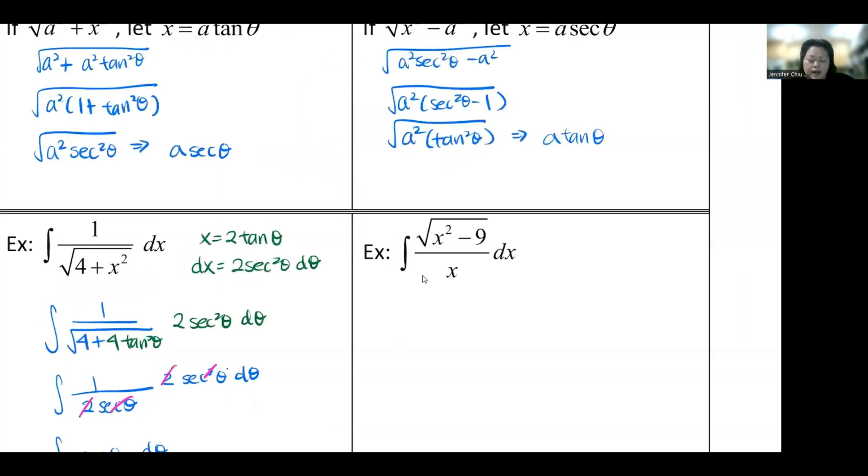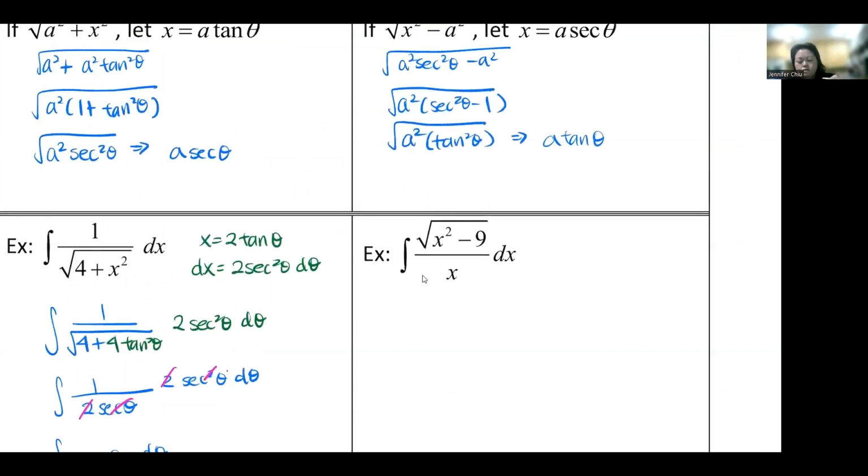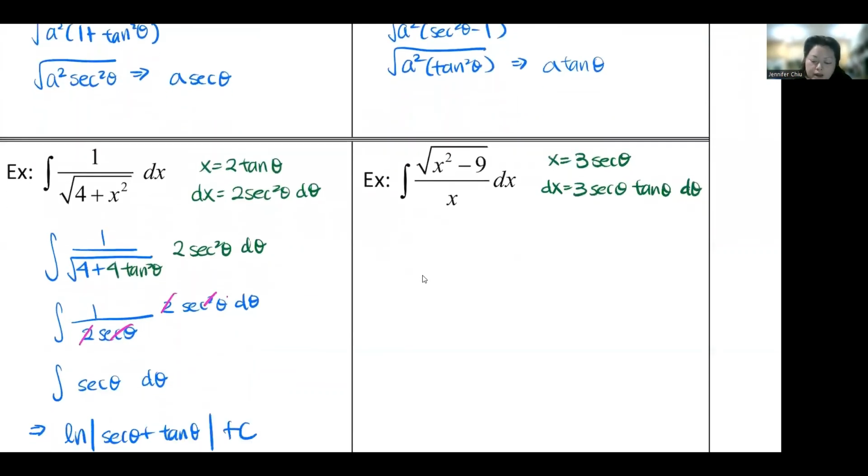All right, last one here, we have the situation where you have x squared minus 9. So it is a secant situation here. So you have x equals 3 secant theta, right? It's the square root of that constant there. All right, so go ahead and take the derivative. dx equals 3 secant tangent d theta, okay? All right, now I'm ready to plug in.